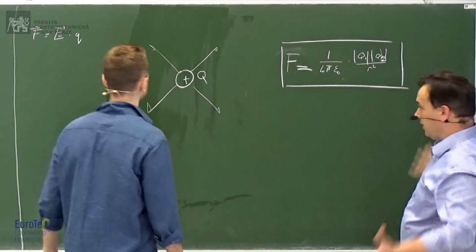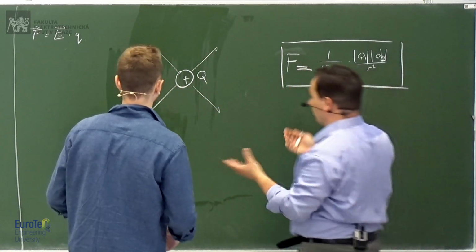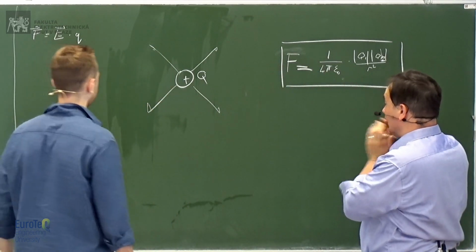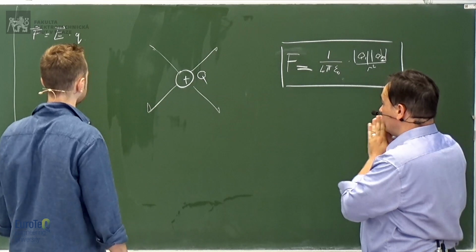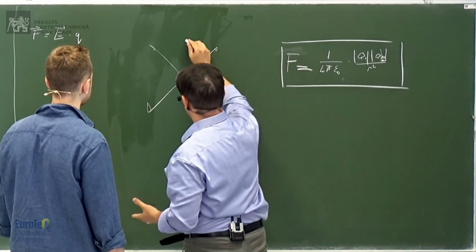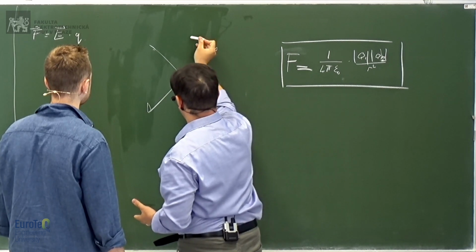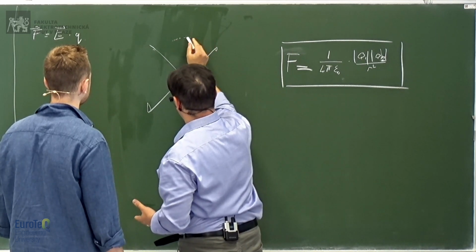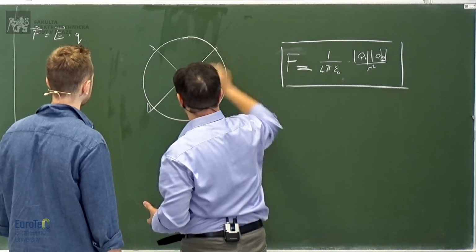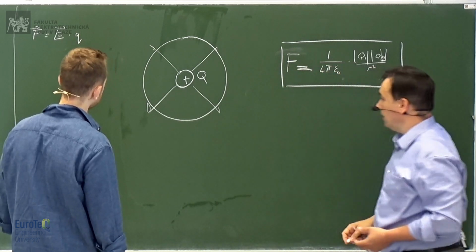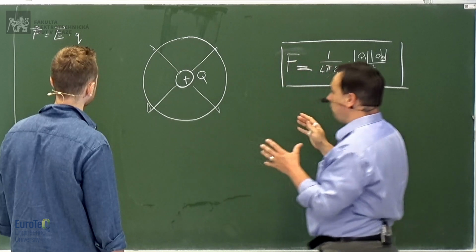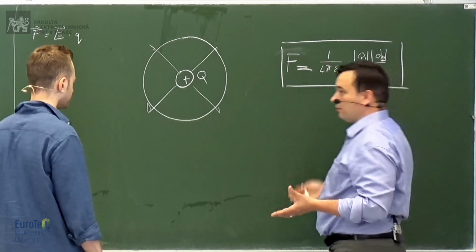Okay, so in 3 dimensions. Unfortunately we have only the board, but let's say that we have a sphere. This is the center, and let's say that we have a sphere, something like this. I'm not very good at drawing. And we want to calculate the flux of the electric field on the surface.